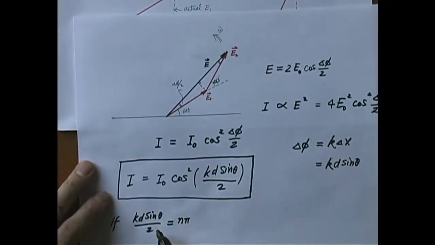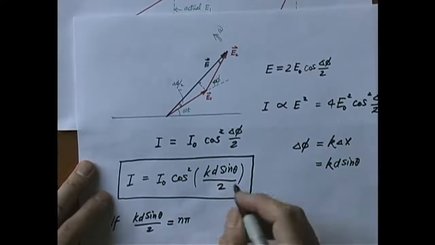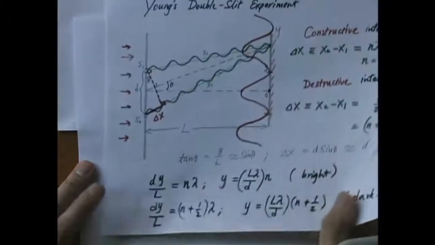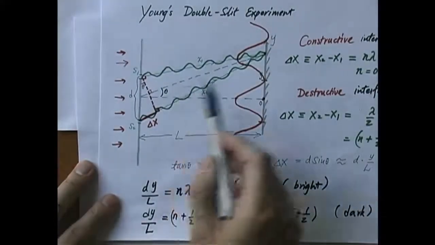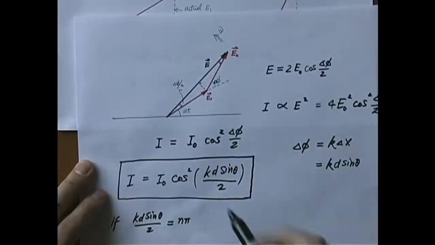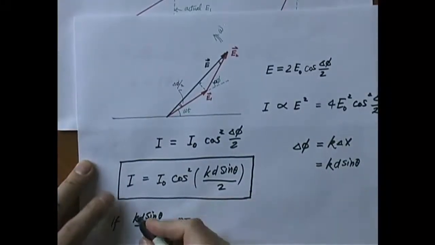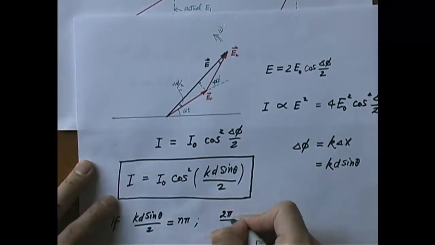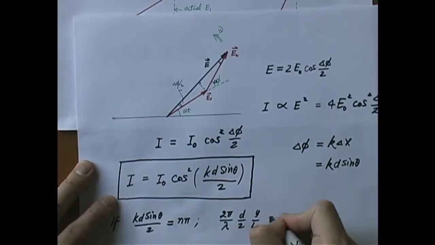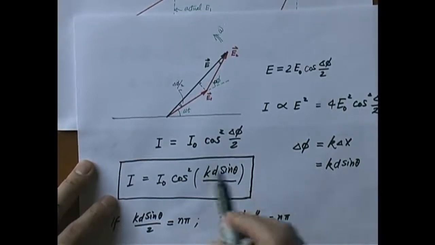Do we get the same answer as we got before? Well, let's see here. What is sine theta anyway? Sine theta is equal to y over L. Am I right? Okay, y over L. So k is 2 pi over lambda, of course. So 2 pi over lambda times d divided by 2. Don't forget there's a 2 here. And then y over L. That equals n pi. That is the condition for a bright spot according to this expression.